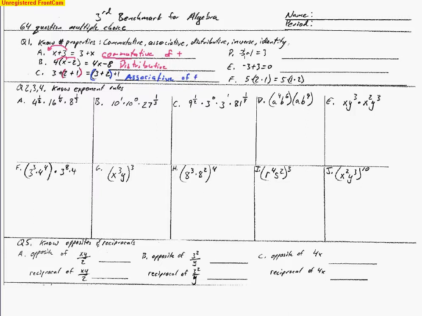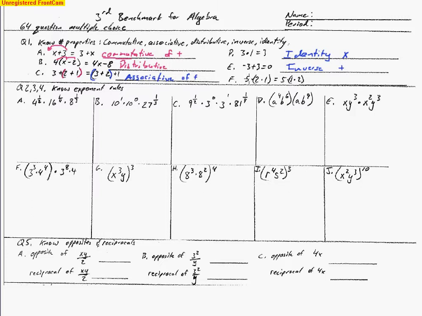Here, 3 times 1 equals 3. Whenever you multiply 1 by a number, you always get the same number, the identical number. And so this is the identity property of multiplication. And then this one, negative 3 plus 3. These are inverses of one another. They are opposites, and they always equal 0. That's called the inverse property of addition.